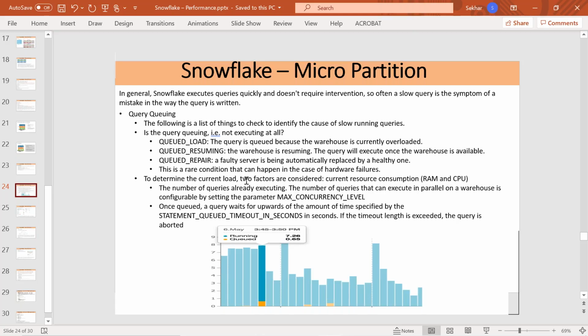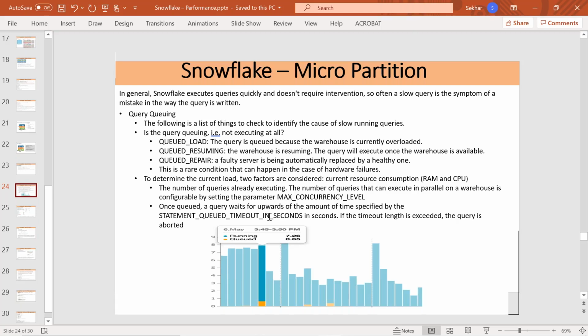So to determine the current load, two factors are considered: current resource consumption, RAM and CPU, and the size of the virtual warehouse, the number of queries already executing. The number of queries that can execute in parallel on a warehouse is configurable. So this is the one that we have talked about, right? At any given point of time, how many queries can be executed? It's called max concurrency level, and the statement queue timeout in seconds.